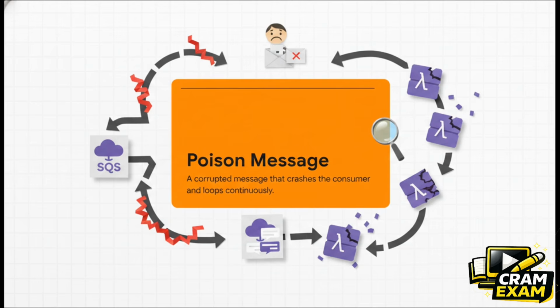A user submits an order, but maybe they type an invalid, completely corrupted string of characters into their address field. Your Lambda function pulls the message, tries to parse the JSON data, and just crashes. The code totally fails. And because it failed, it never sends that delete command back to SQS. Eventually, the visibility timeout expires, and the message goes right back onto the queue. Another Lambda pulls it, and yep, it crashes again. This right here is what we call a poison message.